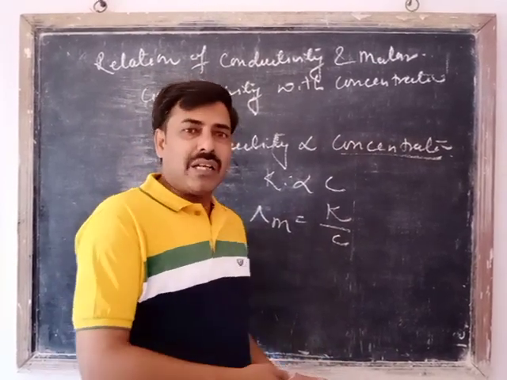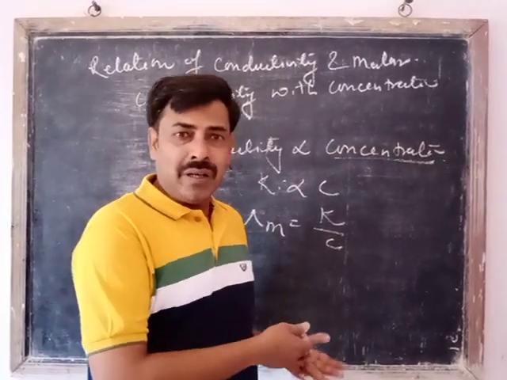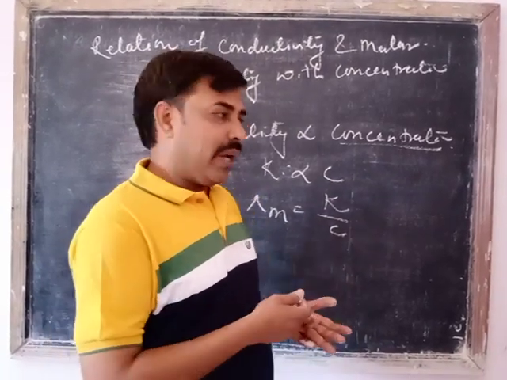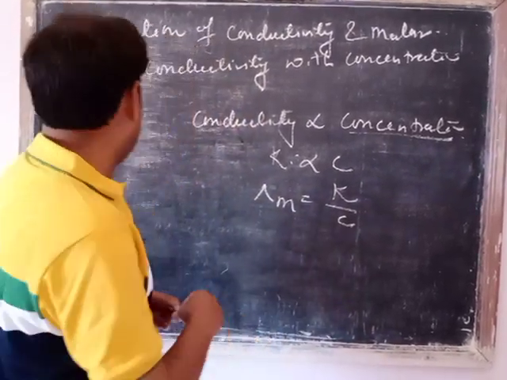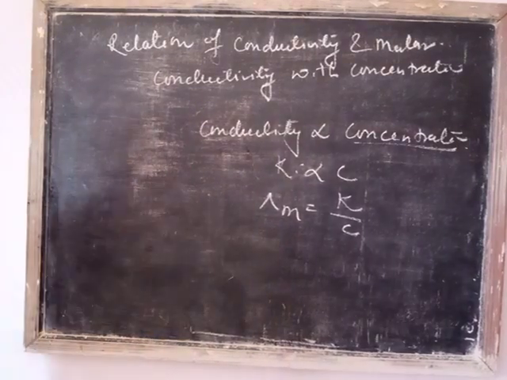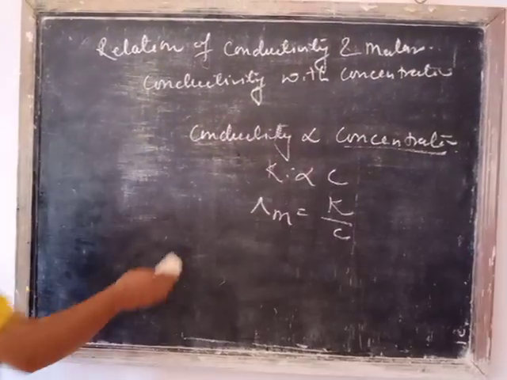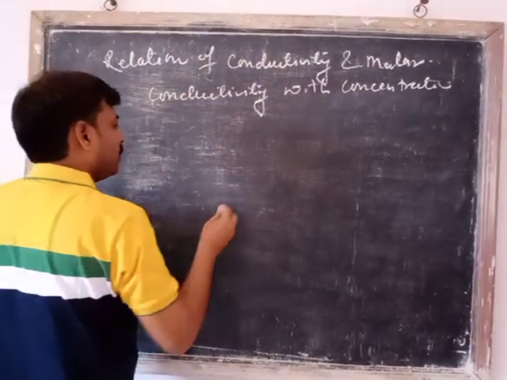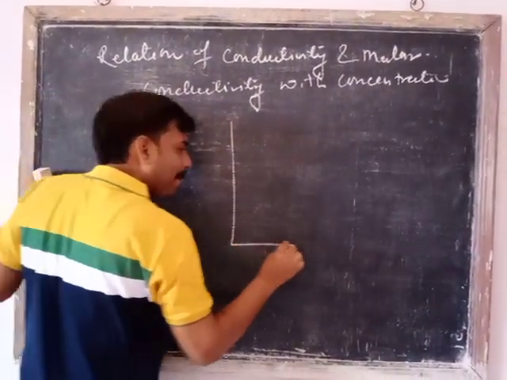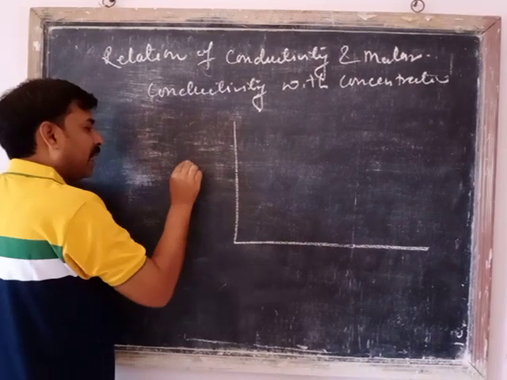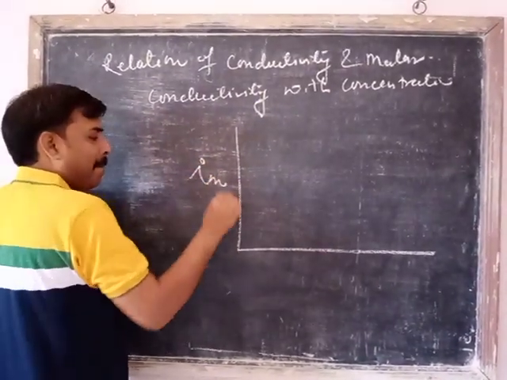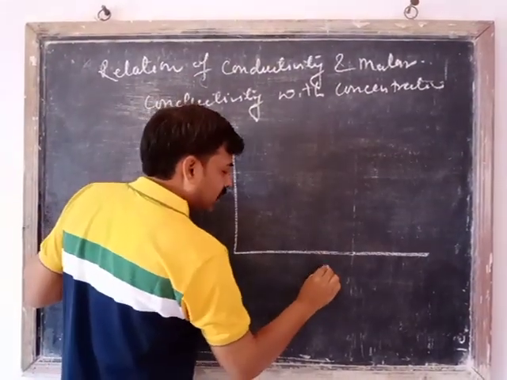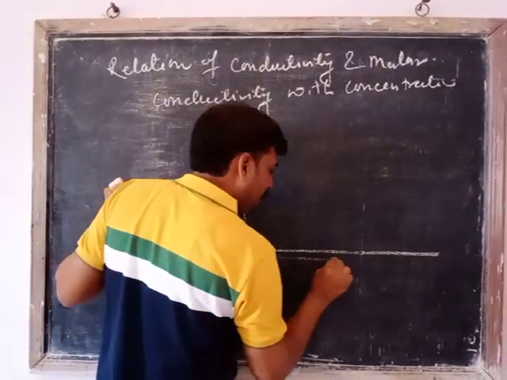In the case of the weak electrolyte, the variation is different. In the case of the strong electrolyte, the variation is different. We can see it in this graph. I am drawing the graph. Here it is the molar conductivity, and this is the concentration power half.